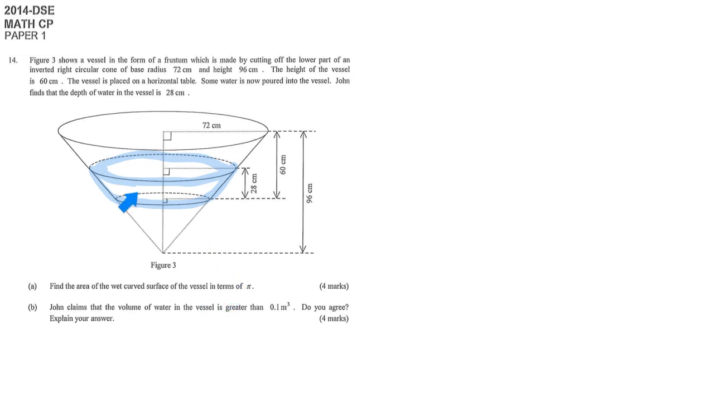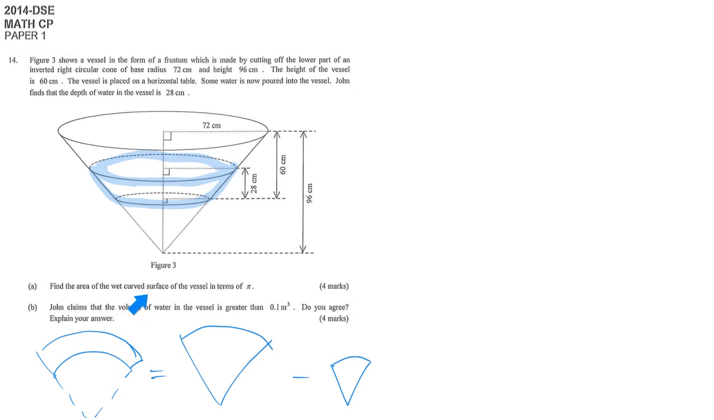So before we set up the strategy, we need to realize that we are talking about the middle layer curved surface area. To get this layer, our strategy, if we scratch it on a table, then it should be something like this, and then it comes from a larger curved surface area minus the smaller curved surface area. That's our strategy. How can we find out the wet curved surface area of this vessel?